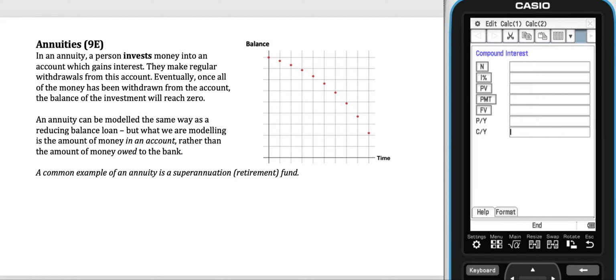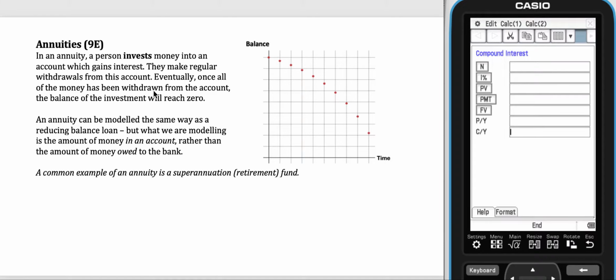We're going to go through annuities. And so an annuity is a situation where a person invests money into an account. So a person puts money into the bank account. And of course, because it's in a bank account, it gains interest. But then over time, what the investor does is make regular withdrawals from this account. And eventually all of the money gets withdrawn.